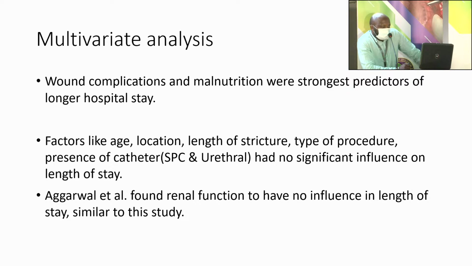On multivariate analysis, where we put all these factors together to try to assess which factors best predicted the length of hospital stay, we found that wound complications and malnutrition were the strongest predictors of hospital stay. Other factors like age, location of stricture, length of stricture, type of procedure, presence of catheter had no significant influence on length of stay. Although another study by Agarwal et al. in 2019 found also renal function not to have an influence on hospital stay, and this was similar to our study.